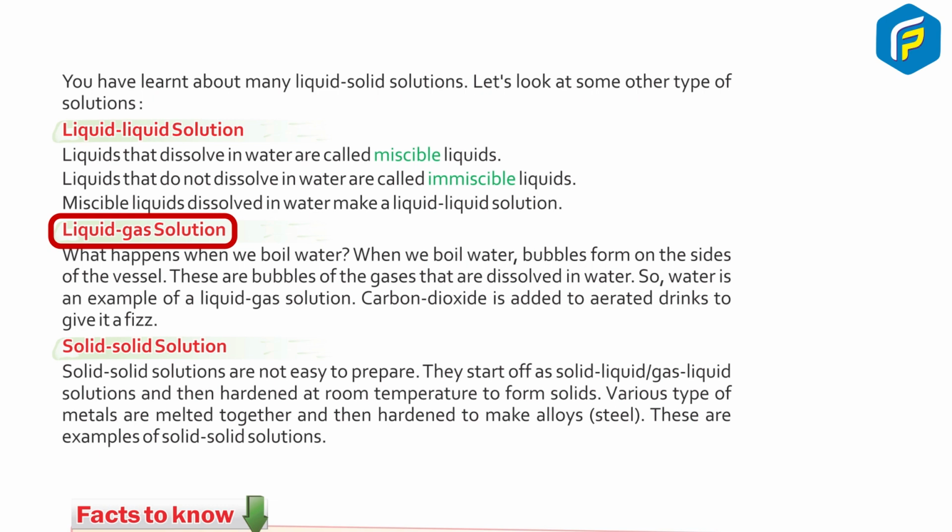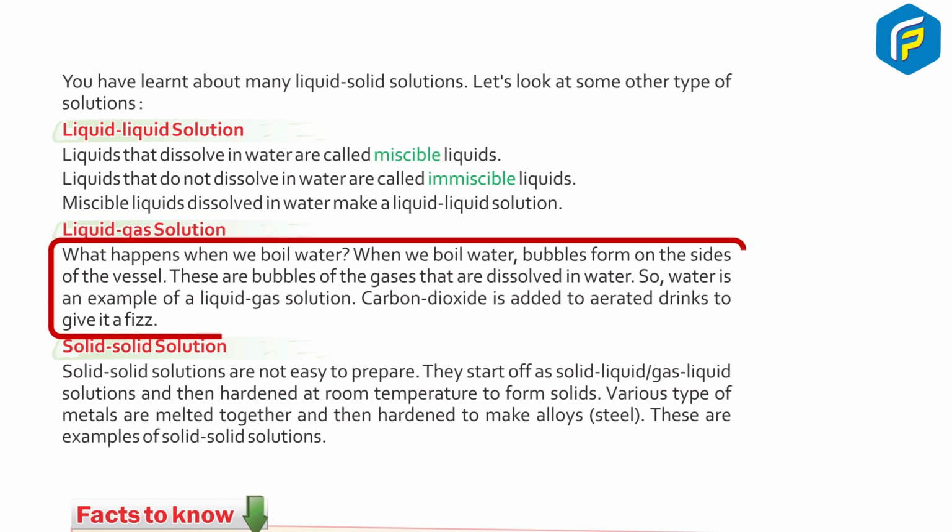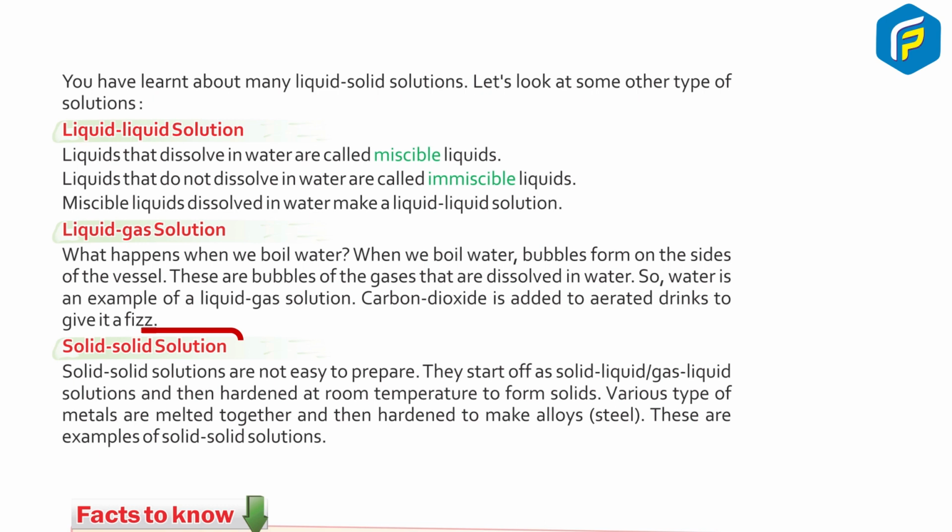Liquid-gas solution. What happens when we boil water? When we boil water, bubbles form on the sides of the vessel. These are bubbles of the gases that are dissolved in water. So water is an example of a liquid-gas solution. Carbon dioxide is added to aerated drinks to give them a fizz.